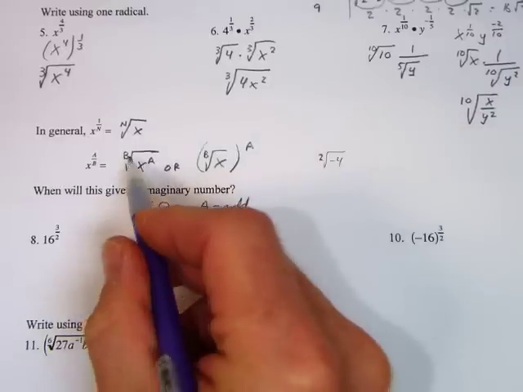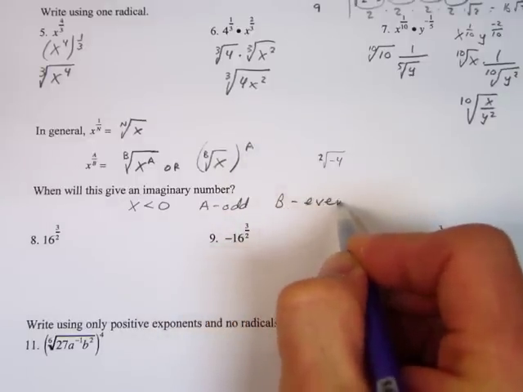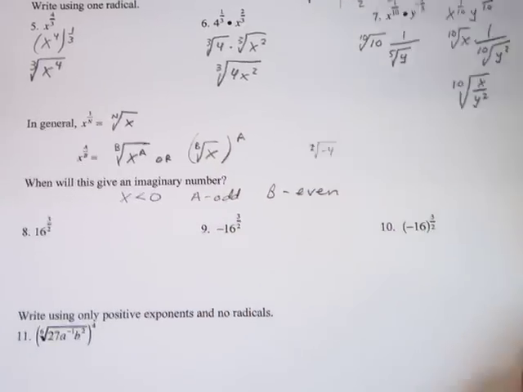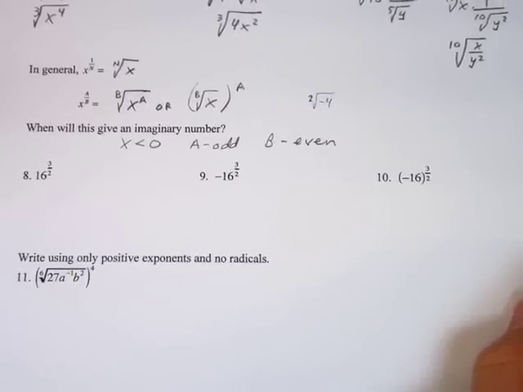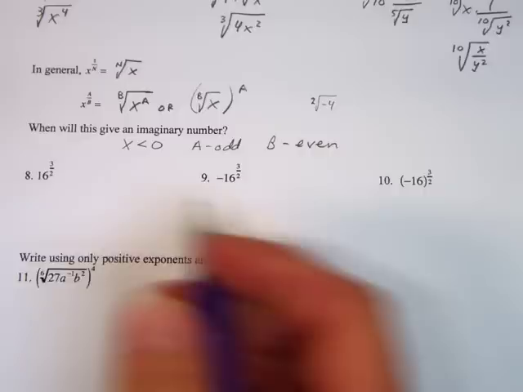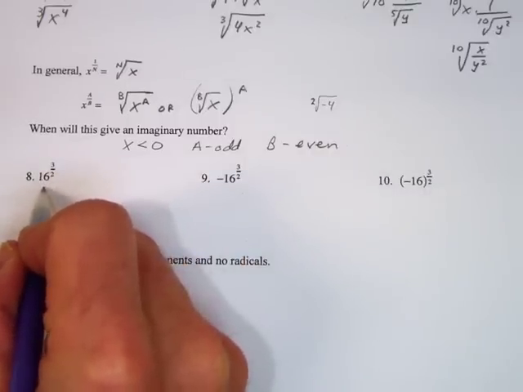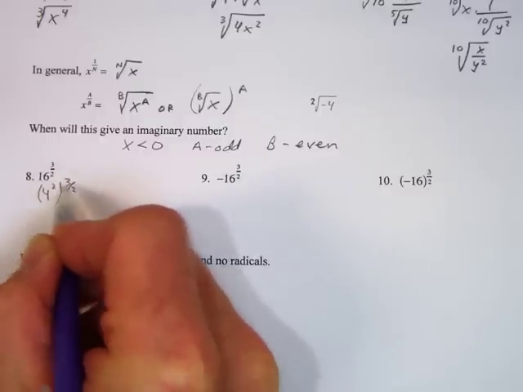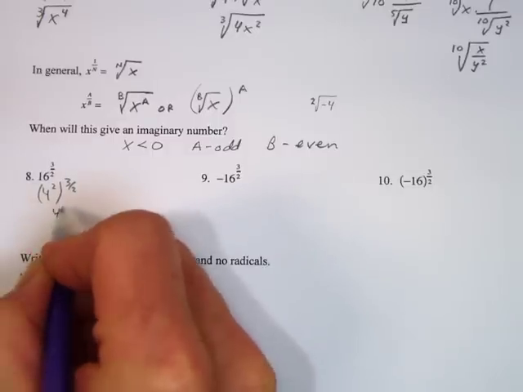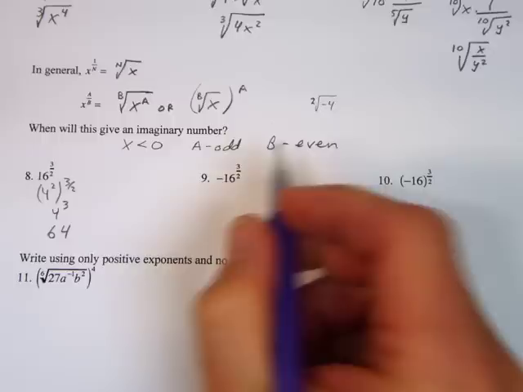And so what does b have to be in general? B has to be even. The purpose of 8, 9, and 10 is to say that we have to pay attention to details here and write things correctly. So this is telling us 16 is 4 squared raised to the 3/2. 2 times 3/2 is 3. So that gives us 4 times 4 times 4, which is 64.